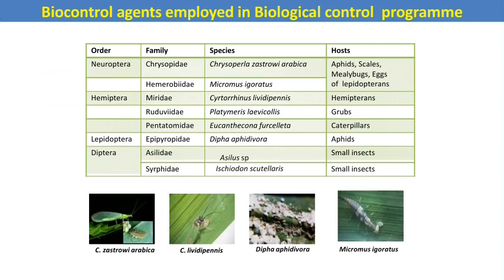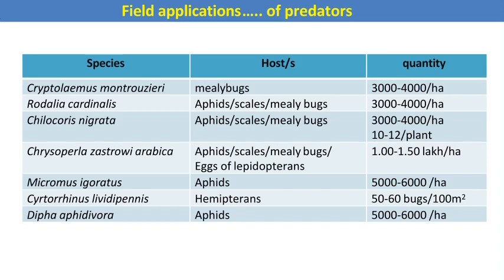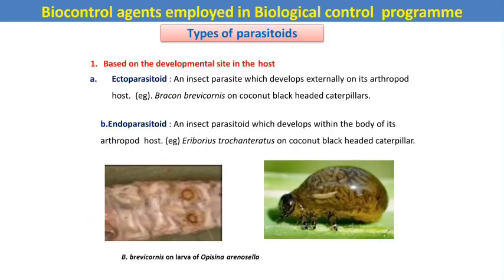Then here Micromus igorotus, especially against Lepidopterans or scale insects. Then Dipha aphidivora against the sugarcane woolly aphids. Then this is the field application dose of the predators you can use against the different insect populations in our field. Then next one is parasitoids.